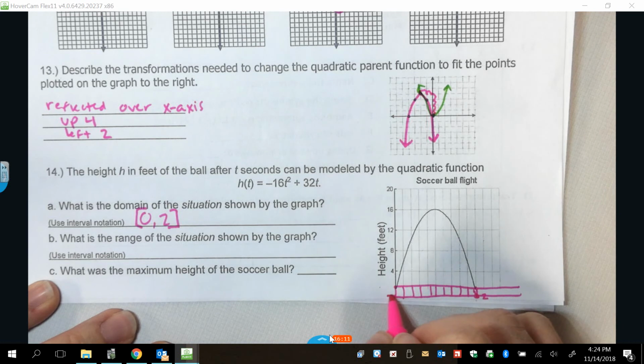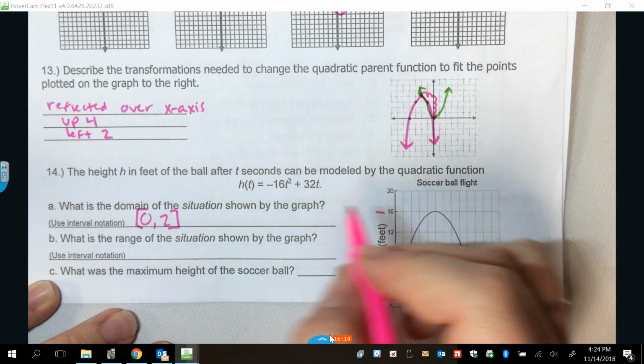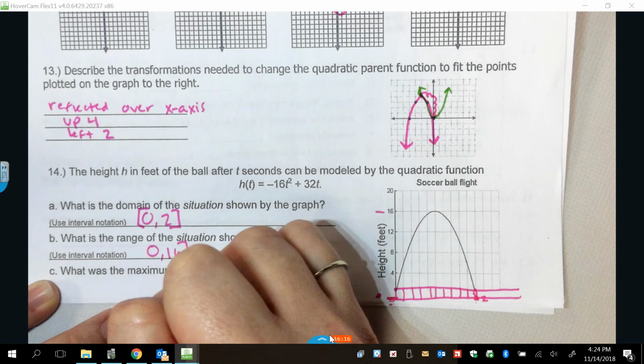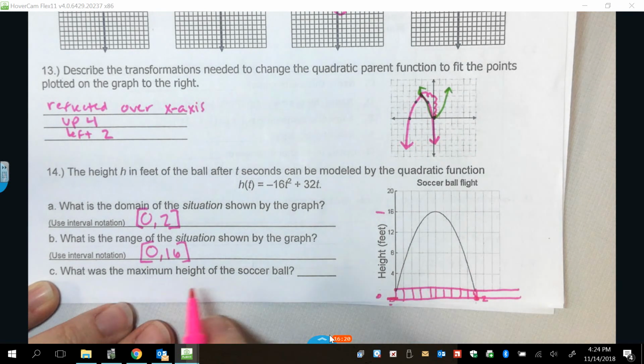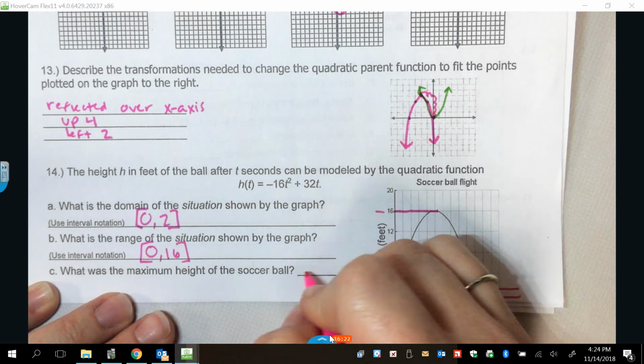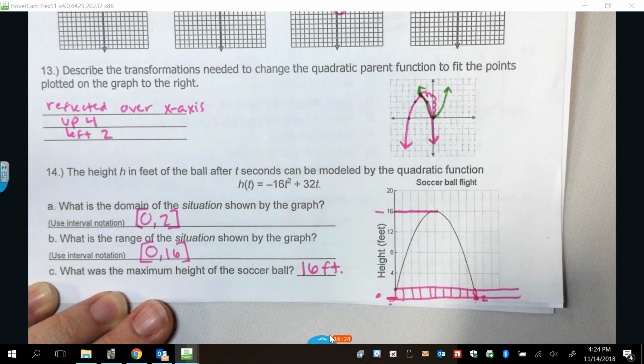Now, range is my height. So from 0 to 16, and brackets because it touches those points. What's the maximum height? It's here, which is 16 feet.